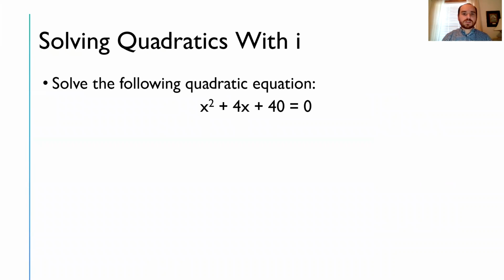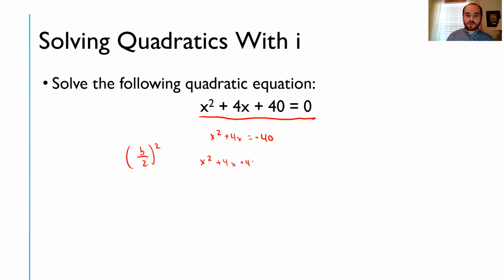Okay. Solving quadratics with i. So this is the last thing we want to talk about. Remember, this was the equation that I asked you to solve at the beginning of the PowerPoint we talked about. So we'll do it by completing the square once again. Set this equal to x squared plus 4x equals -40. Then we're going to take b over 2 squared and add that to both sides. 4 divided by 2 is 2. 2 squared is 4. x squared plus 4x plus 4 equals -36.